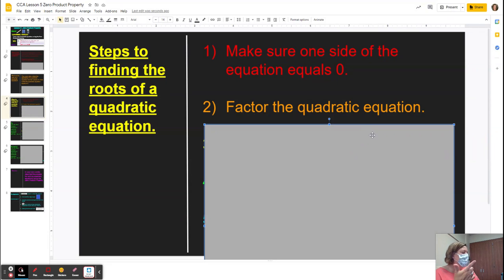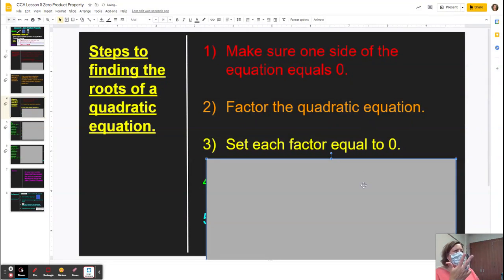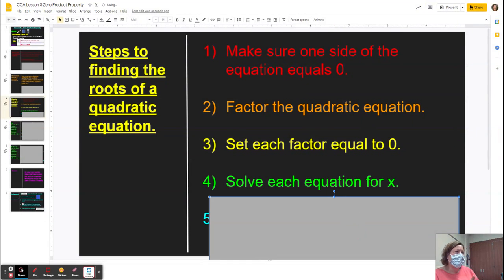So first thing, make sure one side's equal to 0. The second thing, you're going to factor that quadratic equation. The third thing, you're going to take each of those factors and set them equal to 0. So let's say you end up getting x plus 2 and x minus 9. You would take each of those factors, x plus 2 equals 0 and x minus 9 equals 0. And then you're going to solve each of them for x.